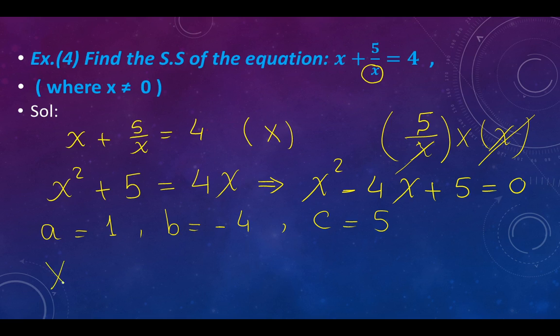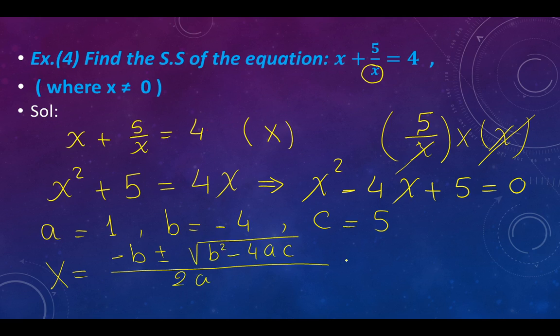Okay. So x equals, let's write the general formula together. Negative b, positive or negative, square root b power of 2 minus 4ac over 2a. B equals negative 4, so negative b, negative negative 4, you have double negative, so it equals 4. Negative 4 to the power of 2 equals 16, minus 4 multiplied by a equals 1, and c equals 5, over 2a, 2 multiplied by 1 equals 2.